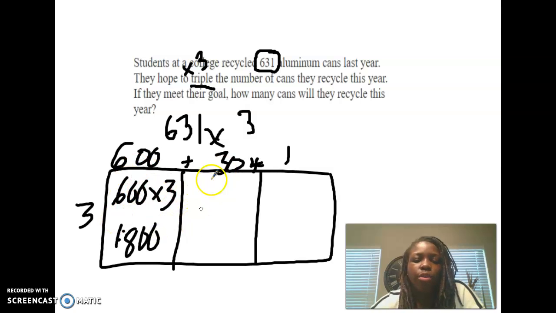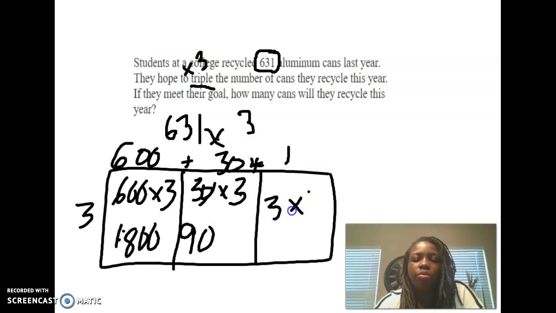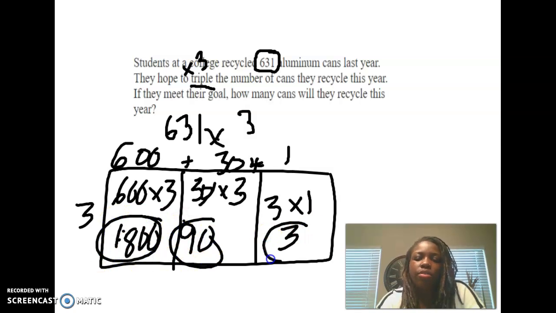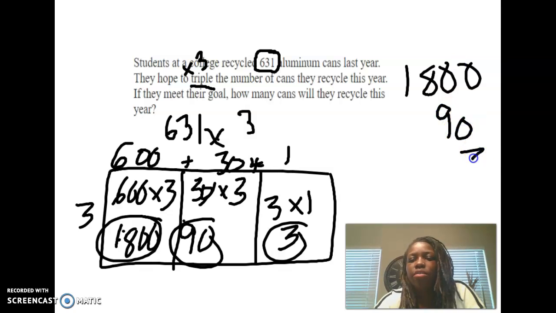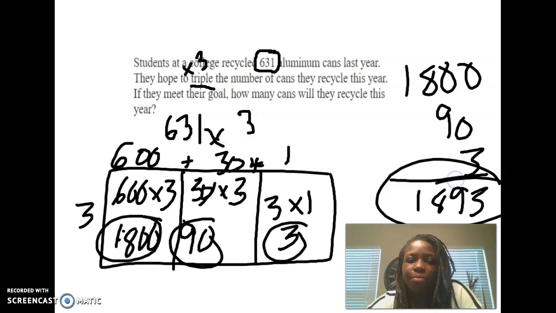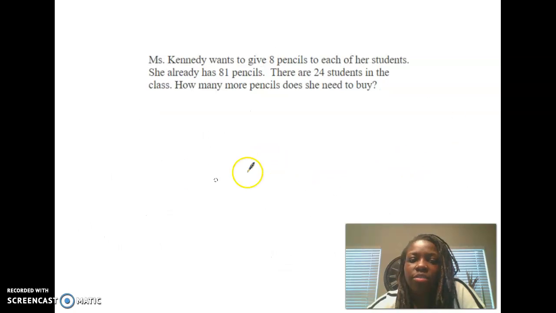Now, what multiplication problem goes in this middle box? Good, 30 times 3. I hide my 0, 3 times 3 is 9, add my 0 back, 90. The last one, 3 times 1 is 3. So now I need to add up all of my numbers. So when I add up 1,800 plus 90 plus 3, I get 1,893 as my answer. All right, so remember triple means times 3. All right, let's go look at this next problem.